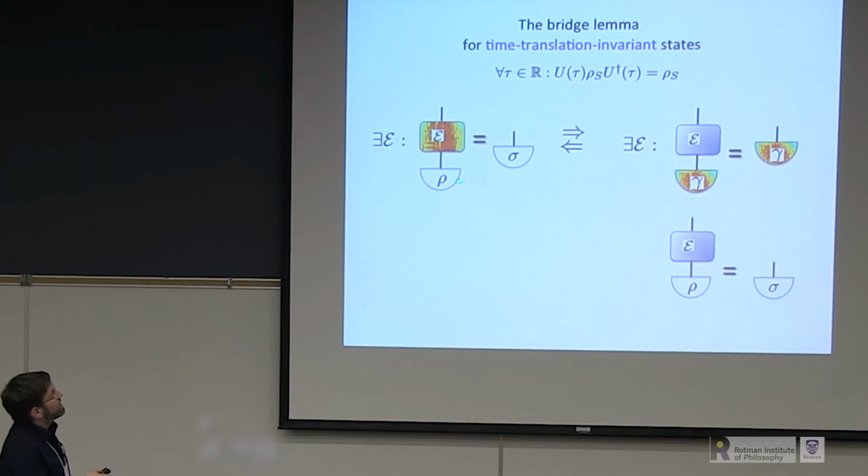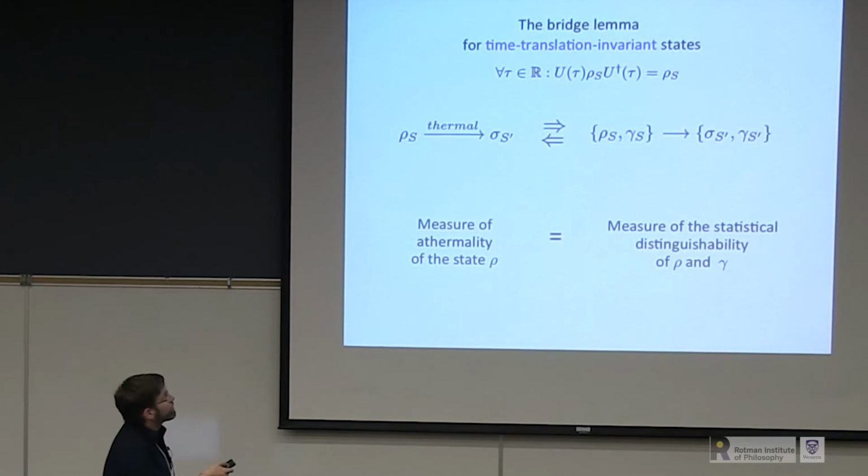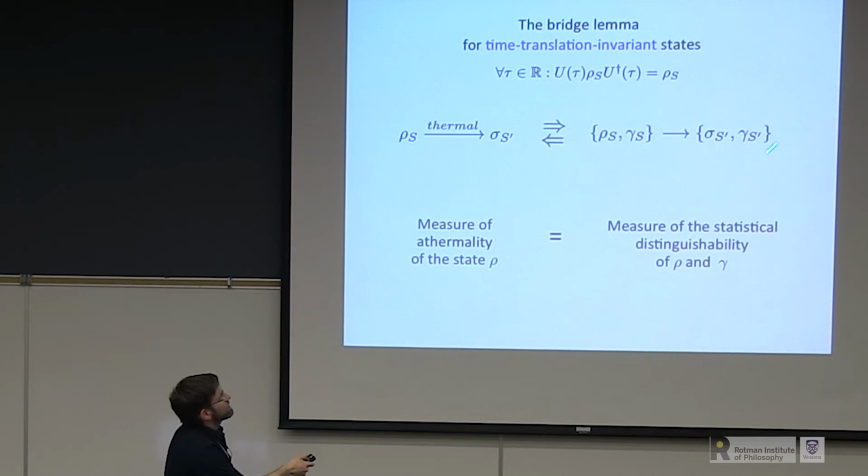And it's this, that if rho can go to sigma by a thermal operation, then there exists some operation, not necessarily thermal, that takes the thermal state for the system on which rho is defined to the thermal state on the output. And it takes rho to sigma as well. So in other words, it transforms this pair of states to this pair of states.